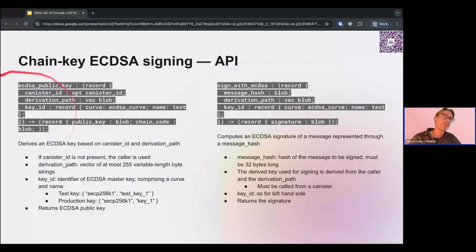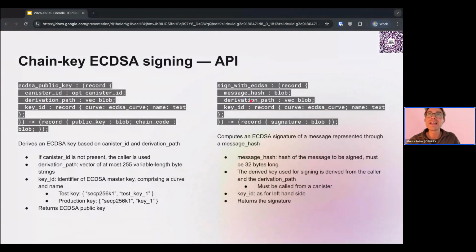So this is to get the public key. From the public key, you then derive the Bitcoin address, for example, or the Ethereum address or whatever. And then, of course, you need a method to sign a transaction that you created. And that is just by calling the sign with ECDSA endpoint. Here you hash the message that you want to sign, and you provide it as an argument to this method. And again, you can also use a derivation path.